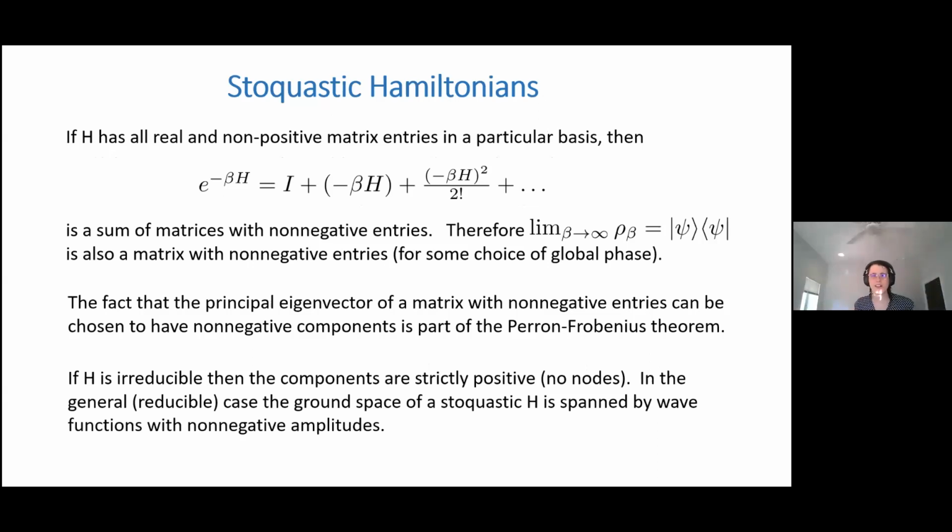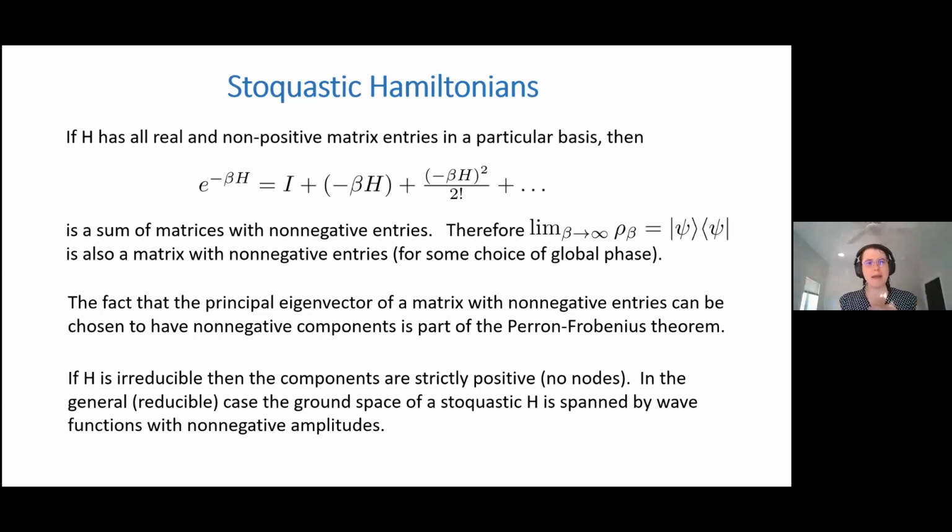Okay, so let's begin unpacking the consequences of this definition. If the Hamiltonian has all real and non-positive matrix entries in a particular basis, just for easing this argument, let me also make that true for the diagonal entries, although we can always add something proportional to the identity to make that true.